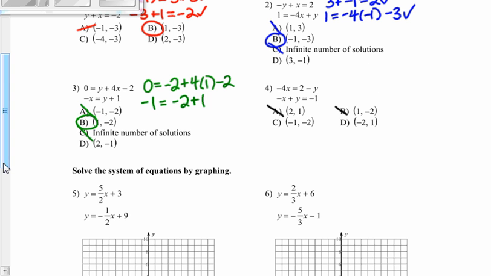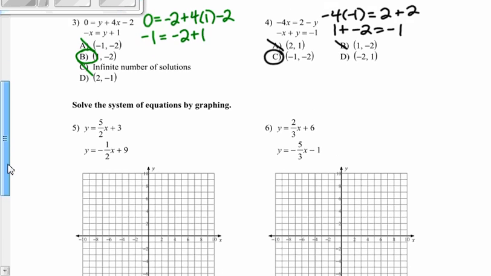Let's test c. So negative 4 times negative 1 equals 2, and again, that would be plus 2 if it's minus a negative. So that says 4 equals 4, which is true, so let's test it in the second equation. So that would be a negative negative 1, which is positive 1, plus a negative 2 does equal negative 1. It's true in both of the equations, so C is the correct answer.